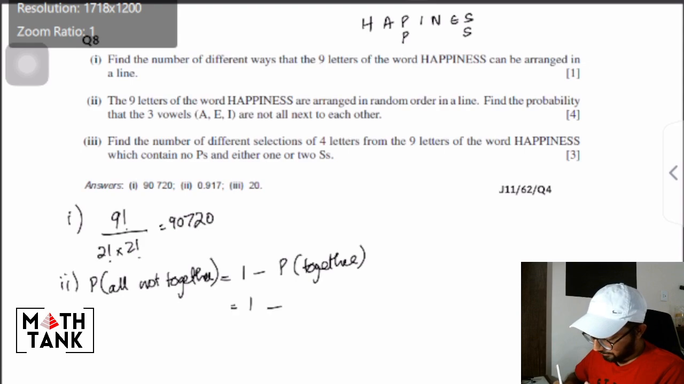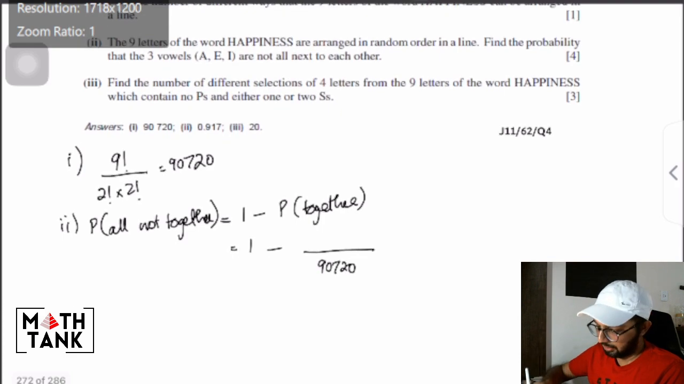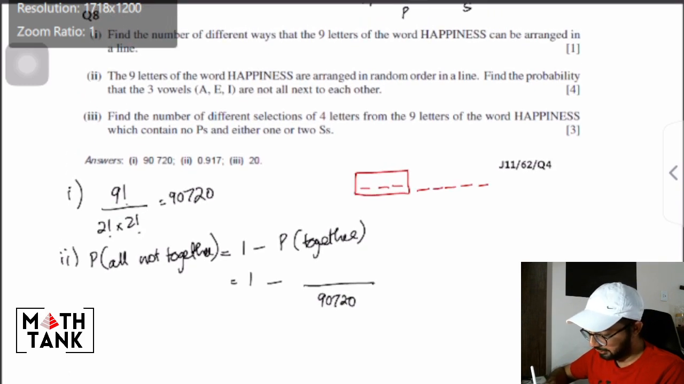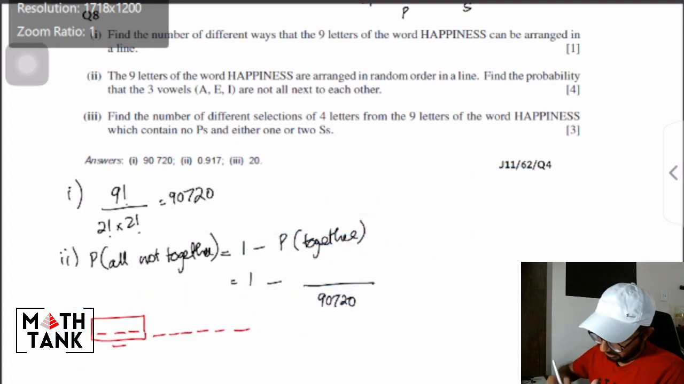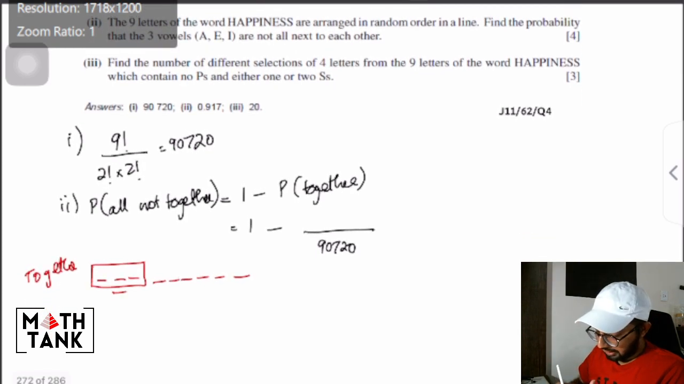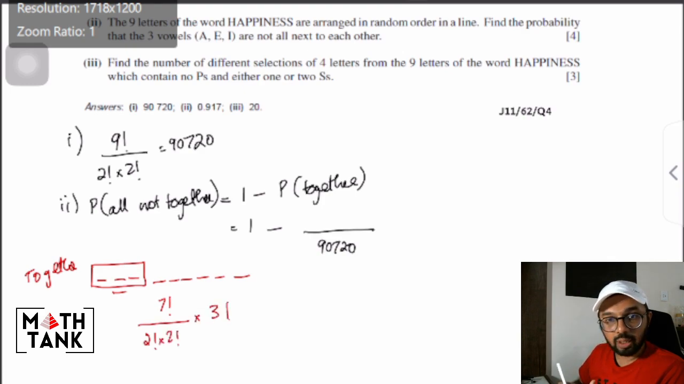So I'm going to say that 90720 is the denominator. Now for the numerator, what I want you to understand is that together is simple to calculate. I'm going to put the vowels inside, 3, and then 6 dashes outside. So the box becomes a dash. This is me calculating together for you. So I get 7 factorial, but there are 2 p's and 2 s's that I've arranged here, and then I go inside the box, 3 factorial.